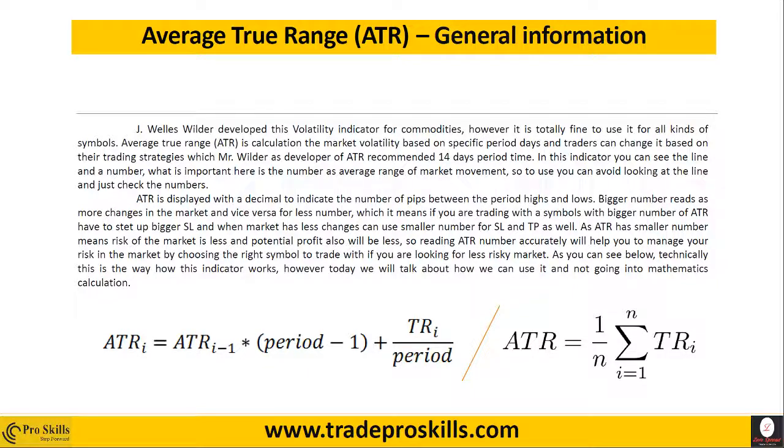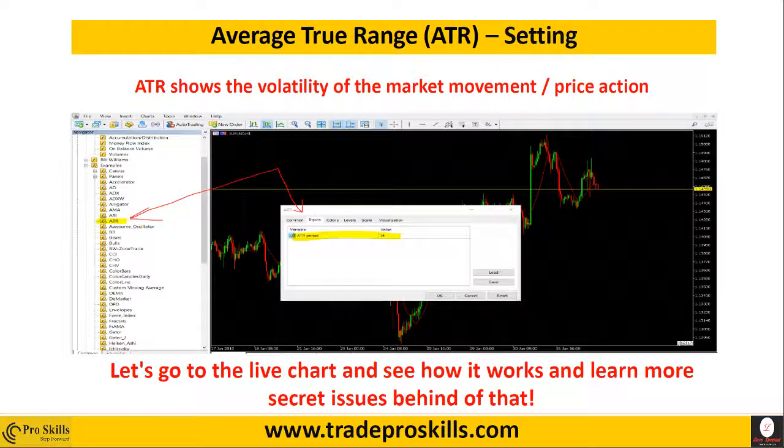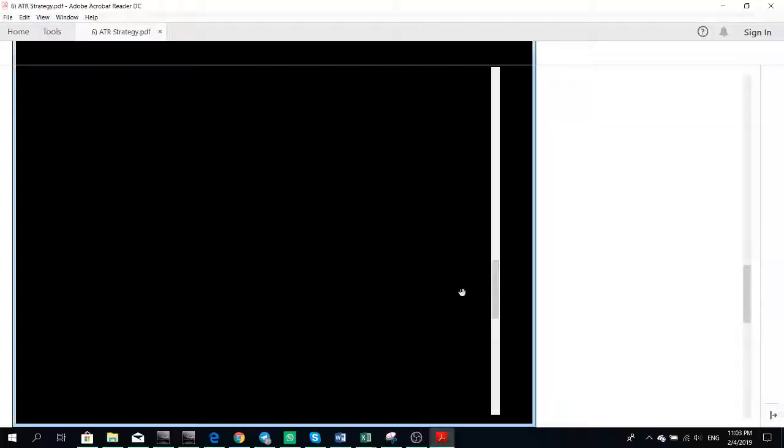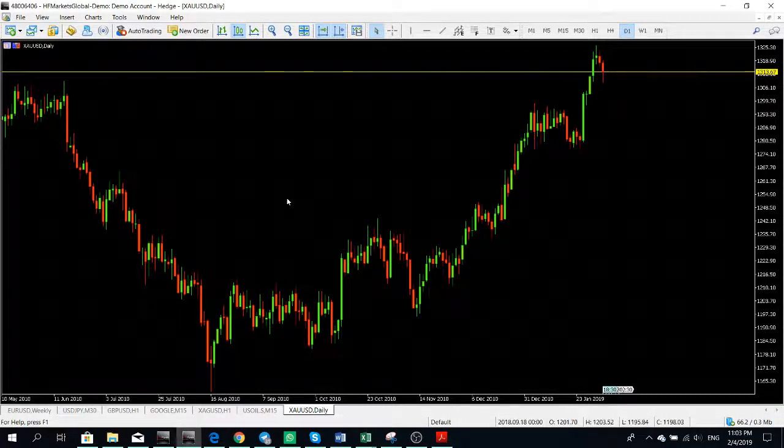If you are looking for a less risky market, you can go for the smaller numbers, or vice versa. As you see below here, there is the calculation, but today we are not going to talk about the mathematical calculation. You can search and find it anywhere, and if we talk about that, it's going to take a longer time. So ATR shows the volatility of the market's movements or the price action of the symbol. You can find ATR in your indicator list, and the standard period is 14 days, so you can use it. Let's go to the chart and see how it works.